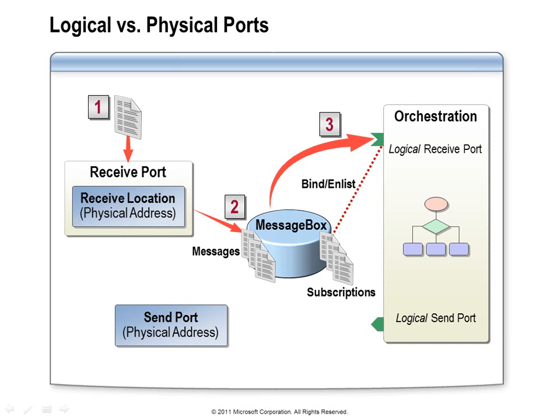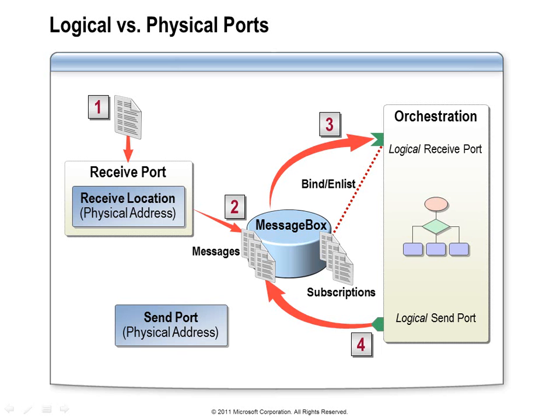Now on the outbound side, the scenario is reversed. When we have bound a logical send port to a physical send port, BizTalk will handle that case by adding a message context property to each message that is published out through the logical send port, and that message context property will be the unique ID of the physical send port.